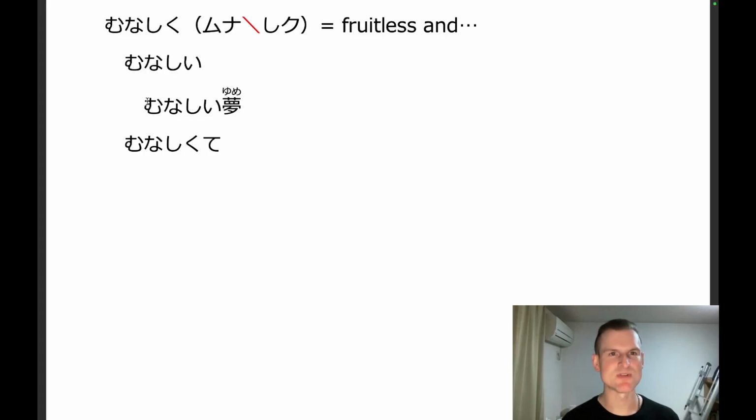I did include this here, munashi yume, because I wanted you to see that this can be used metaphorically. So a munashi yume is like a vain dream, something like that. And just as we had up above, you would see this as munashikute more commonly in speech. It would be in the te form.